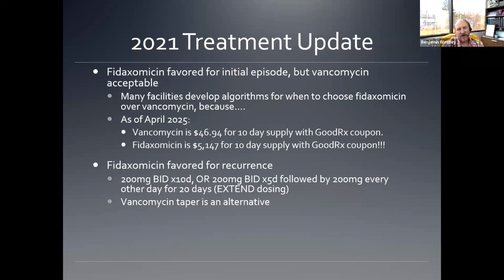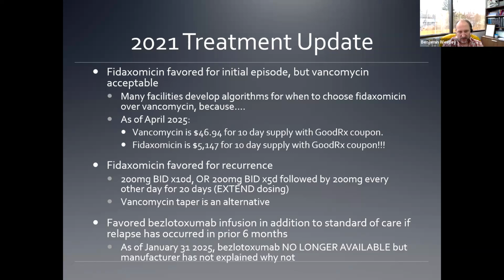The main reason to favor fidaxomicin is for recurrence prevention. So there is dosing that can be done either 10 days twice a day, or 200 twice a day for 5 days, then 200 every other day for 20 days. And vancomycin taper is an alternative. So for a recurrence, fidaxomicin is favored, because it reduces the risk of recurrence. I'm going to show some data.